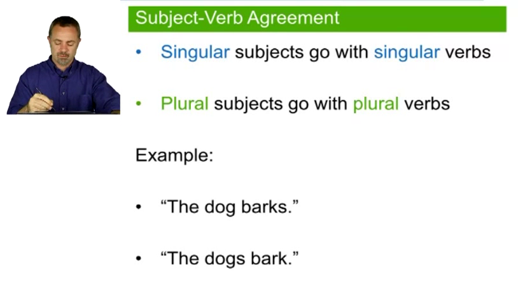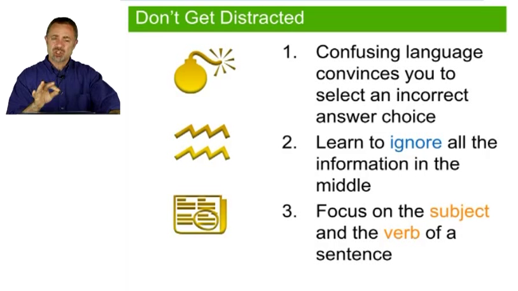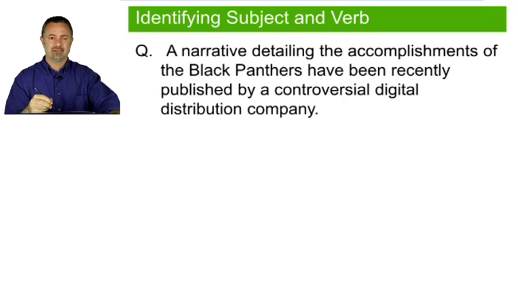What you really need to know is that confusing language on the SAT is what confuses you, and often you'll select an incorrect answer choice as a result. And so what we're going to do is learn to ignore all that confusing language, all the information in the middle, so that we can really focus on the subject and the verb of a sentence. Well, how do we do that?